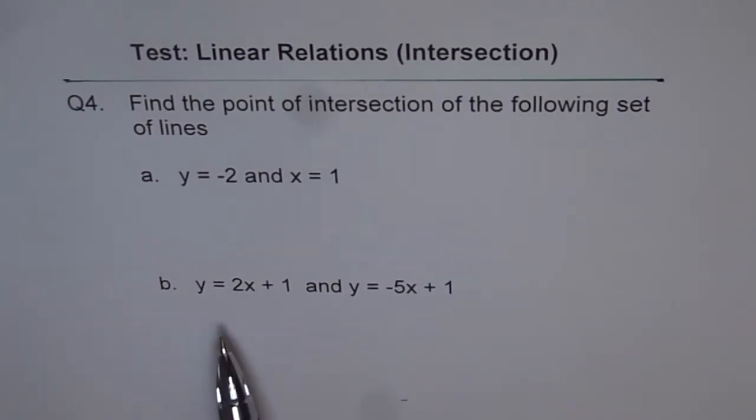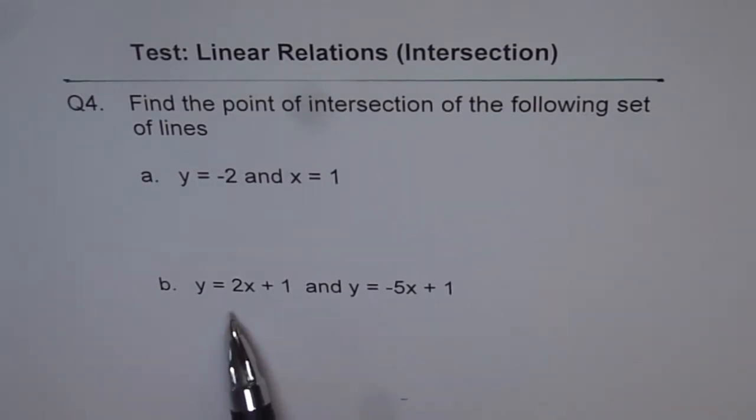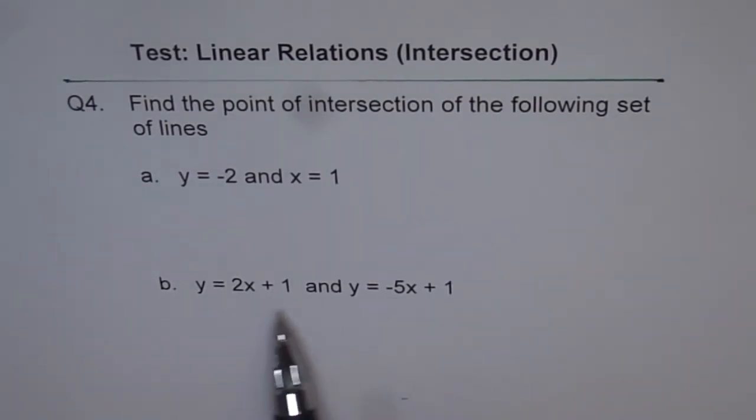It is y equals 2x plus 1 and y equals minus 5x plus 1. Do these lines intersect? If they intersect, at how many points? And what is the point of intersection? If we look into these lines, they are not parallel, so surely they intersect. Now by inspection, can you write down the point of intersection for these set of lines? That is what you should be in a position to do. I hope you got the answer.